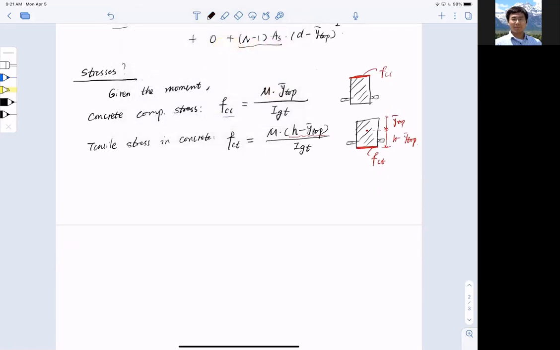And last but not least, how about the tensile stress in the steel? The tensile stress in steel, Fs, should be the same moment multiplied by distance. Now the distance becomes d.